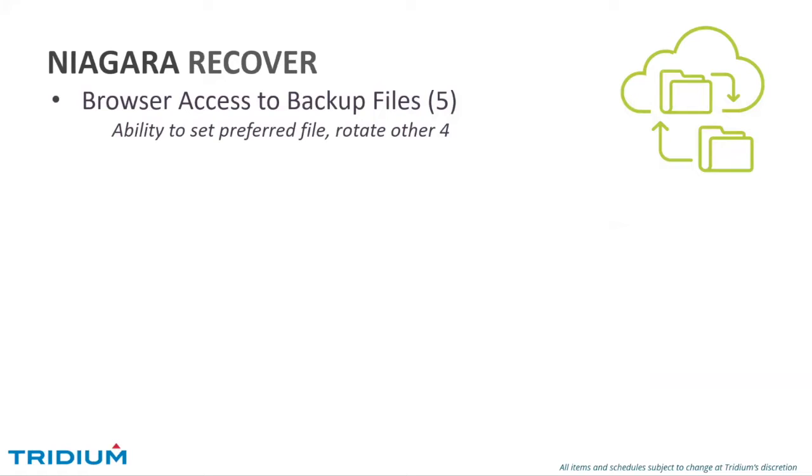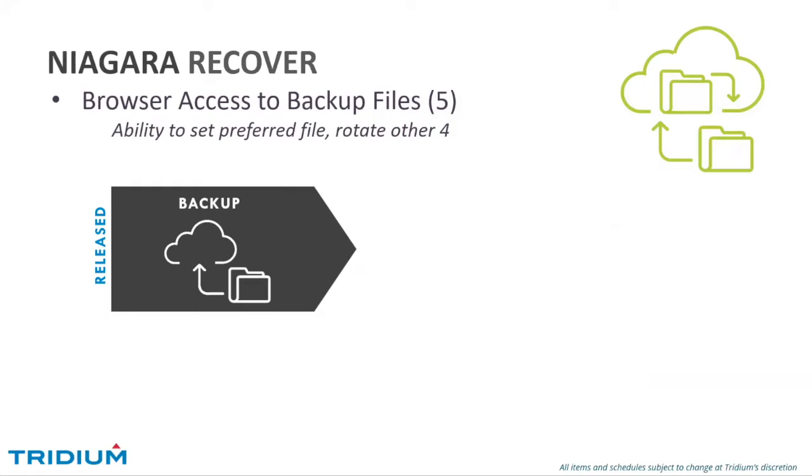So when we're talking about Niagara Recover, it is a cloud service that enables up to 5 backup files of the subscribed Jace or supervisor instances. When we're talking about a subscribed Jace or supervisor, we're talking about 2 things. It's got to have an active SMA, and it's got to be N4.